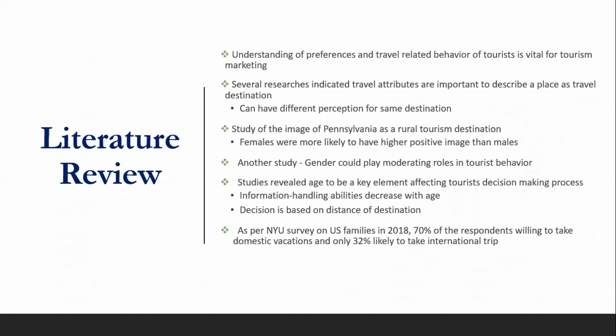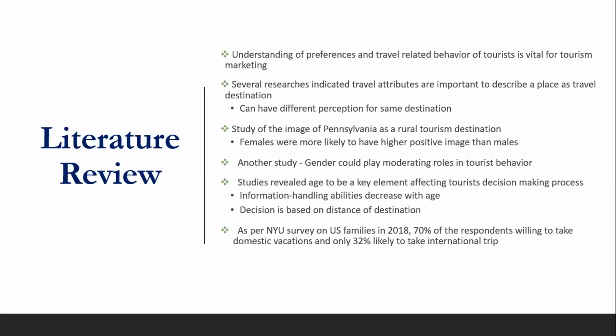Several researches indicate that travel attributes are important to describe a particular destination. The reason is that tourists generally don't have much knowledge, or they have very limited knowledge, about a destination that they have not visited, and they often choose the destination based on either the media or social groups. Gender, age, geographical origin, marital status, all these things play an important role in tourist behavior while deciding the destination. And even the same person can have different perceptions. Multiple persons can have different perceptions of the same destination.